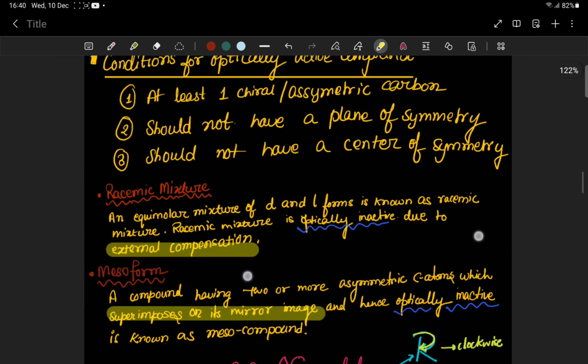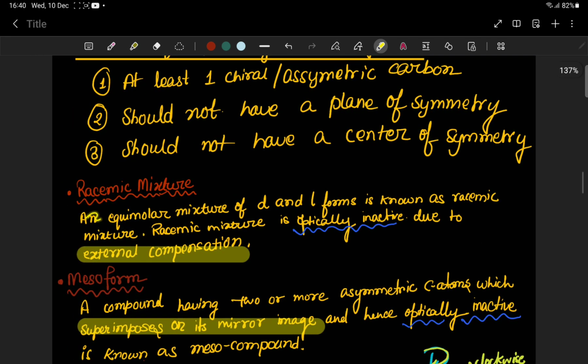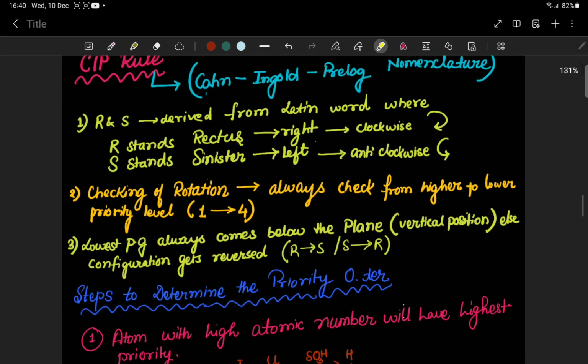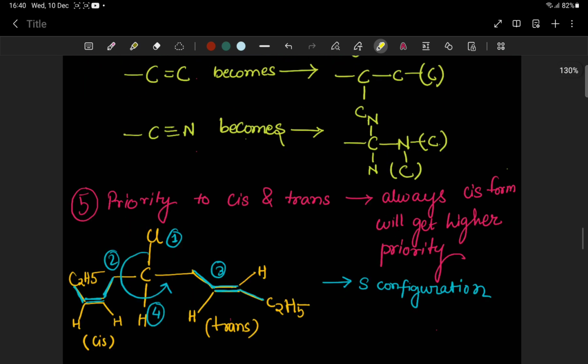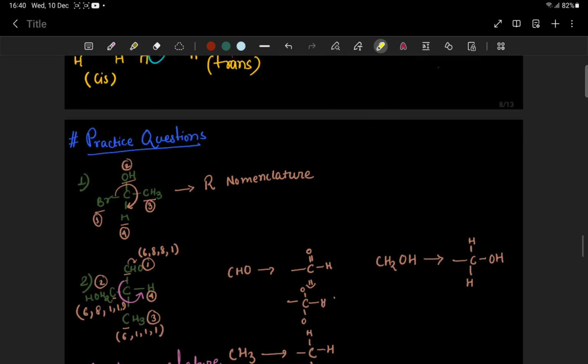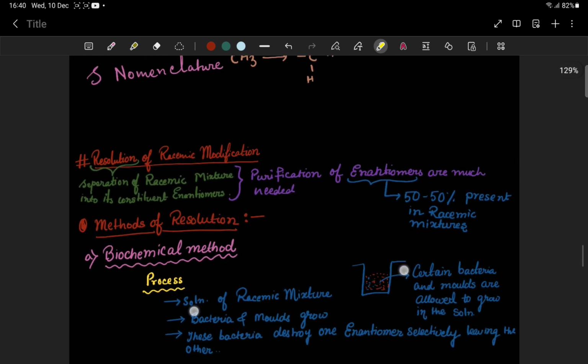Here is the definition of the racemic mixture. An equimolar mixture of D and L form is known as a racemic mixture. A racemic mixture is optically inactive in nature due to external compensation. This is the last time I'm saying what a racemic mixture is. Just remember this term, because it is going to come up again and again in upcoming topics.